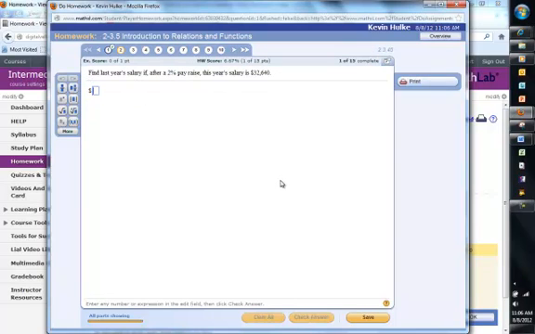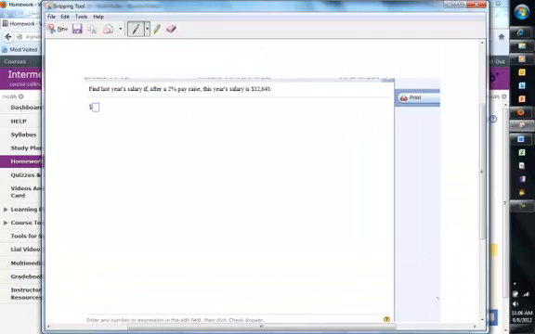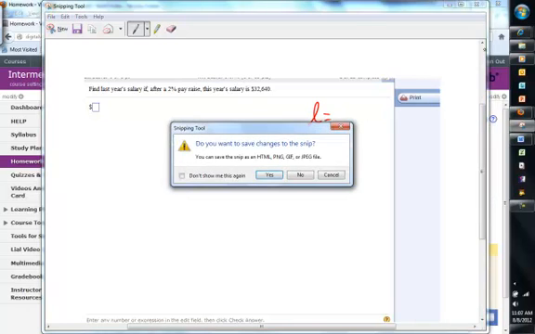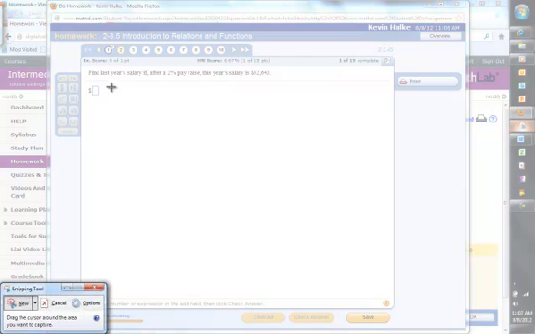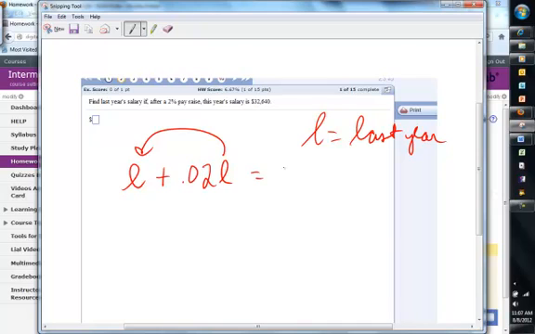Question 2. As I said, this is a review question, and it's a percent application. Find last year's salary if after a 2% pay raise, this year's salary is $32,640. So L is last year. That's what we want. Last year plus 2% of last year. Now some people just say 0.02, but it's 2% of last year is $32,640.